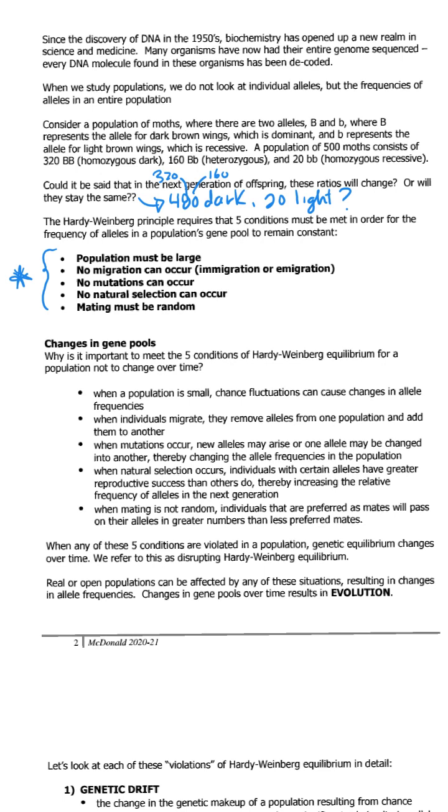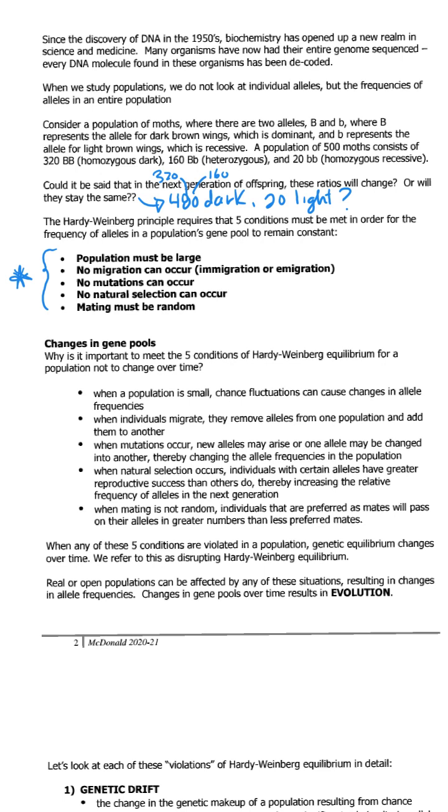So if a population is small, chance is going to play a greater role in causing changes in allele frequencies. If there's migration, we're talking about removing alleles from a population and adding alleles to a population. We don't want that occurring. When mutations occur, new alleles arise that can come into that population and be passed on from one generation to the next. If natural selection occurs, we can't have anything that provides an advantage or greater reproductive success. And mating needs to be random. There can't be something that makes a mate more visible or more attractive.